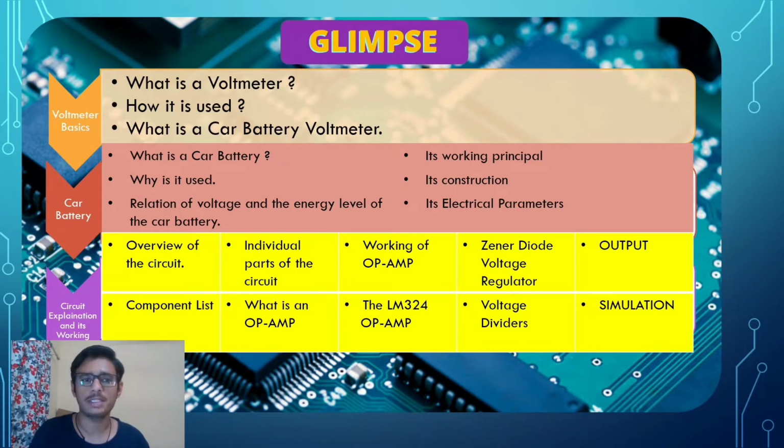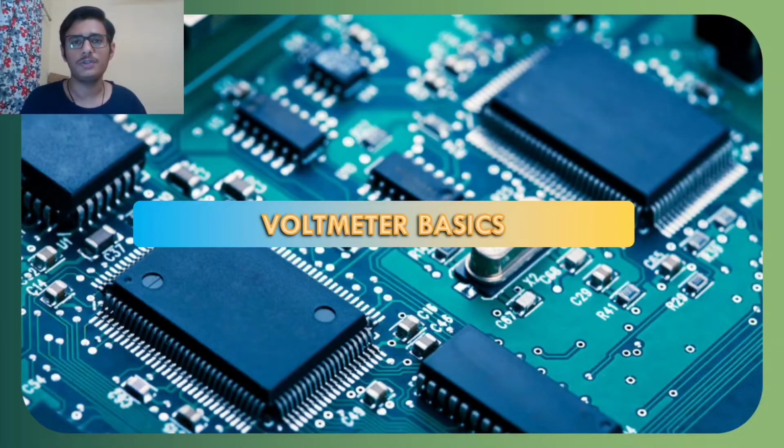Then we'll be moving on to the final segment of this video, the circuit explanation and its working, where we'll be covering topics like overview of the circuit, individual parts of the circuit, component list, what is an op-amp, working of an op-amp, the LM324 op-amp, Zener diode voltage regulator, voltage divider, output, and the final simulation. So now let us move on to the first segment of this video, voltmeter basics.